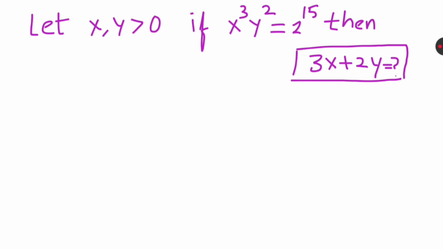The question is: let x, y > 0. If x^3 times y^2 equals 2^15, then we need to find the least value of 3x + 2y. How can you find it?